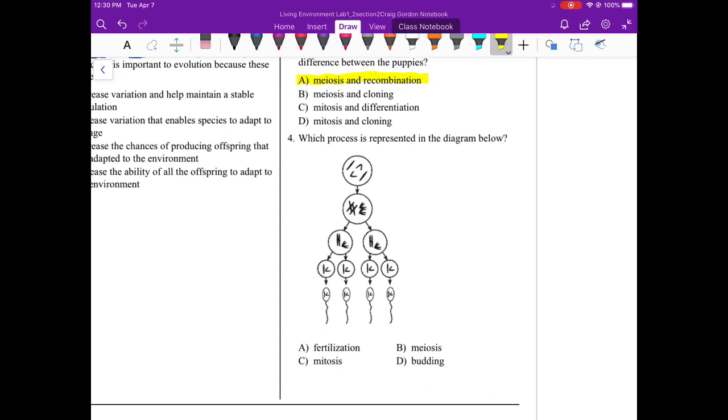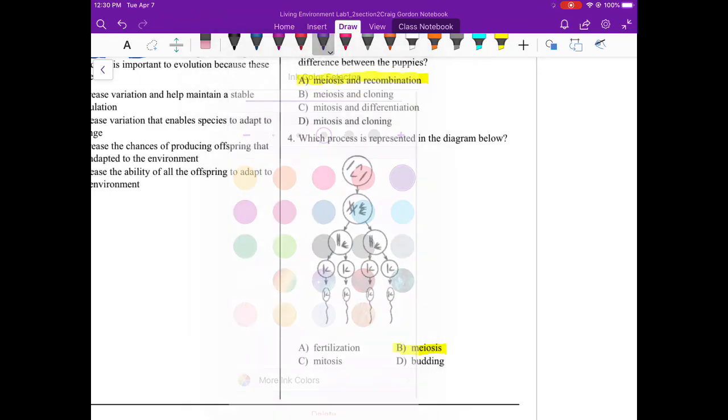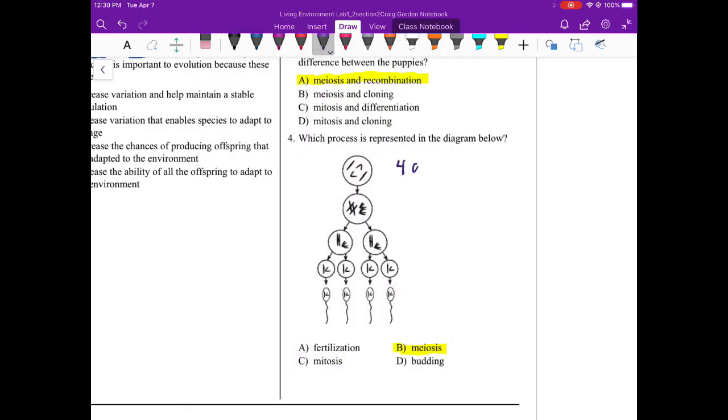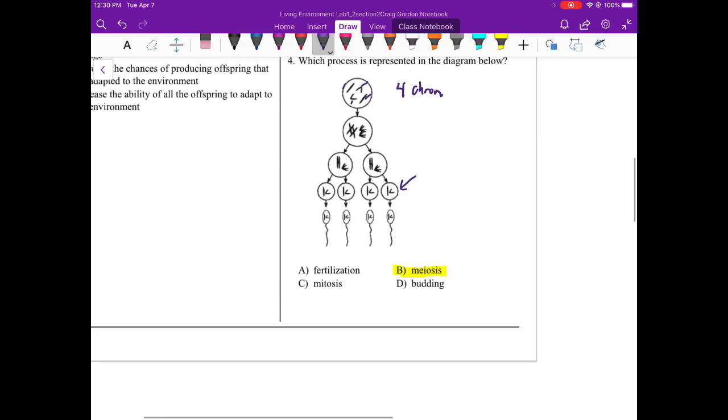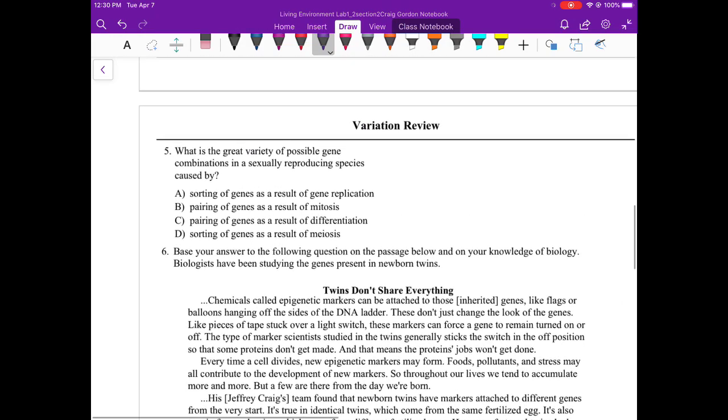Over here, what process is represented? That's going to be meiosis. Why? Because we're making sex cells. Also, if we look here, we start off with four chromosomes, right? I have one, two, three, four, and I end up with two. So that's reduction division.